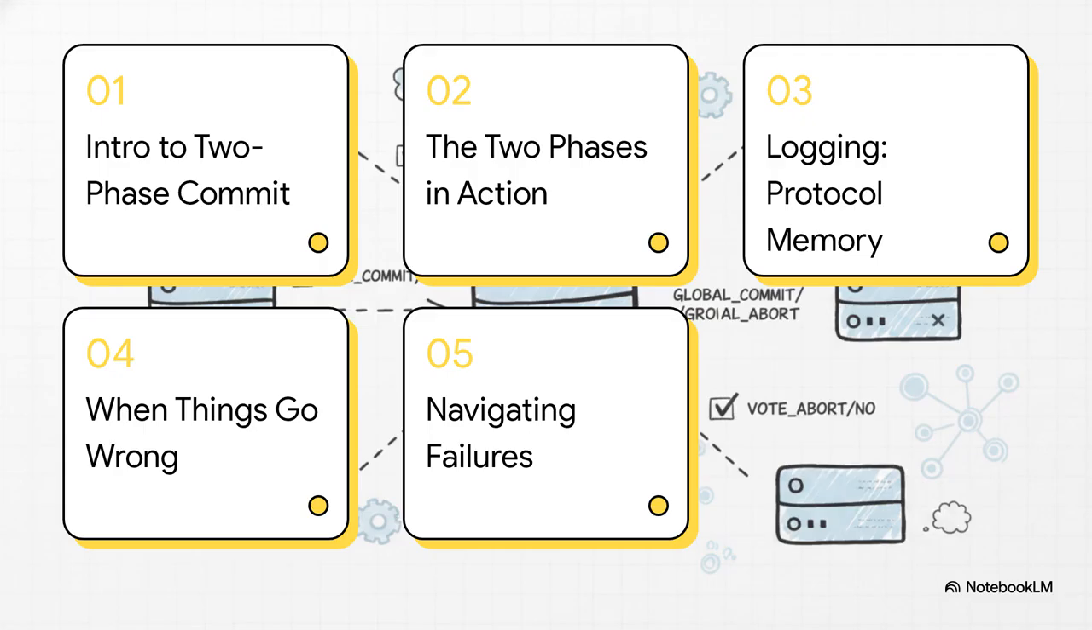So here's our roadmap for today. We're going to start with the absolute basics of what two-phase commit is. Then we'll see it in action, step by step. After that, we'll get into its secret weapon for surviving crashes, which is logging. And finally, we'll dive into the really interesting part, what happens when things inevitably go wrong, and how the whole system puts itself back together.